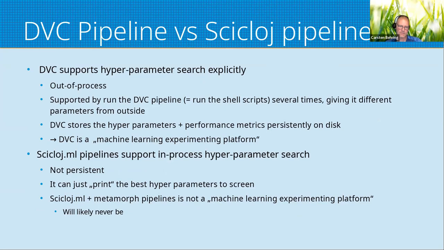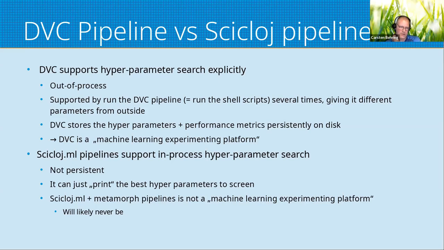So DVC supports this explicitly. It's an explicit feature of the tool because it's a machine learning experimentation platform, out of process. And it's basically supported by running these DVC pipelines, so running the shell scripts several times. From outside, I tell it the parameters in a certain parameter file, and then I just rerun these shell scripts again and again and again. And DVC then by itself stores the hyperparameters and performance metrics persistently. That is a big thing here. Each time I run a pipeline, the inputs and outputs, but also the hyperparameters I have used and the model performance I get out of that, are stored automatically by DVC. I don't need to do anything for that.